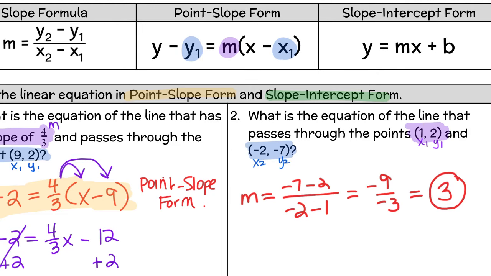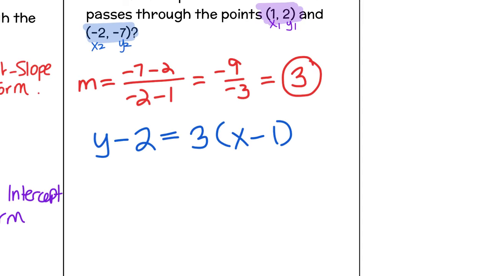Now let's start looking at point slope form. So I'm going to follow this format here, starting with y minus y1, and our y1 is the number 2, equals m, and we just calculated m to equal 3, parentheses x minus x1, which for us is the number 1. So that there is our point slope form.